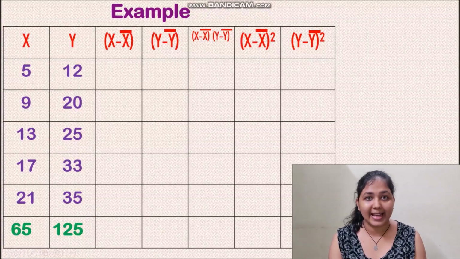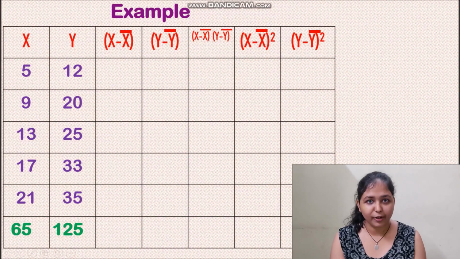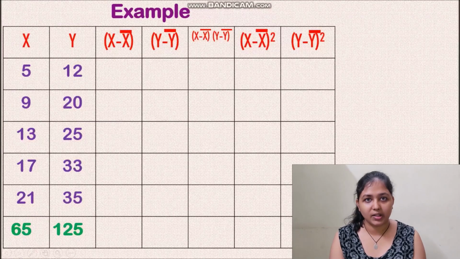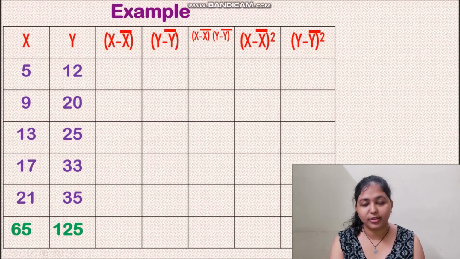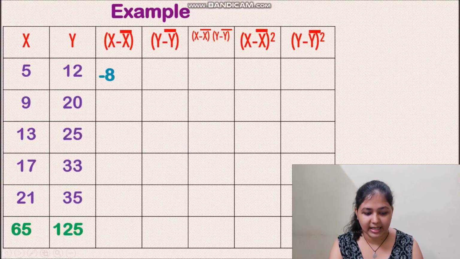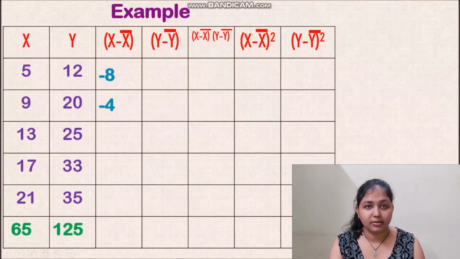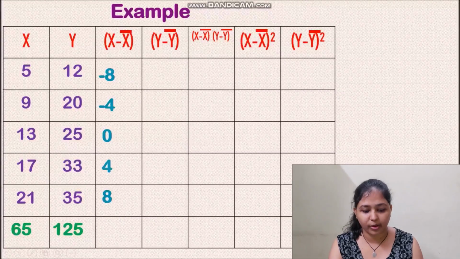You can see here it's x minus x bar. So we are going to subtract the mean of x from the variables that are here given as x. So x minus x bar, we know that x bar is 13. So 5 minus 13 gives you -8. 5 minus 9, then 9 minus 13 gives you minus 4, and similarly we go on ahead.